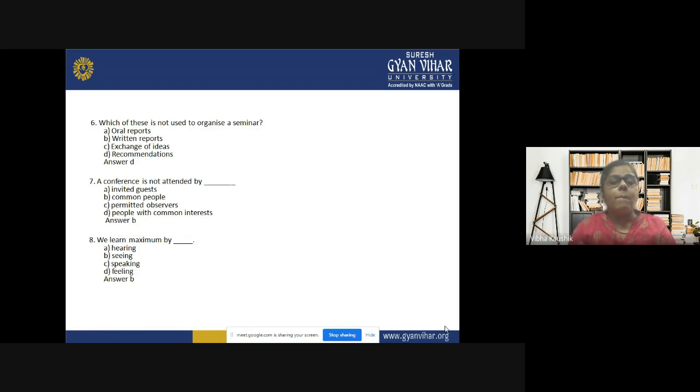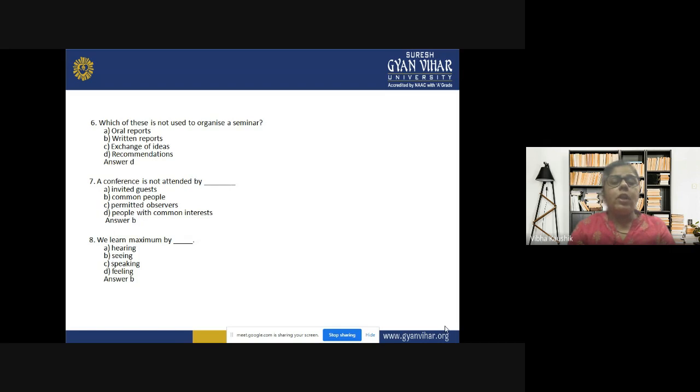Now, the seventh one, a conference is not attended by. Who will not attend a conference? Options are A. Invited guests, B. Common people, C. Permitted observers, or D. People with common interest. So, students, these are the options, and now you have to select the correct answer on the basis of the given choices. And the correct answer will be option B, that is common people. So, in a conference, common people will not attend.